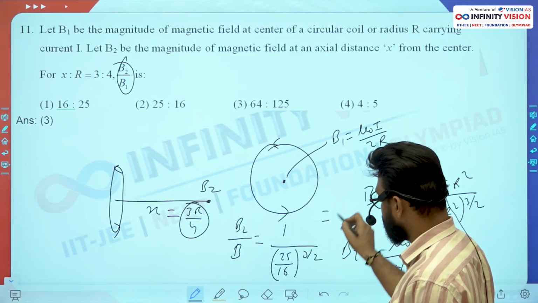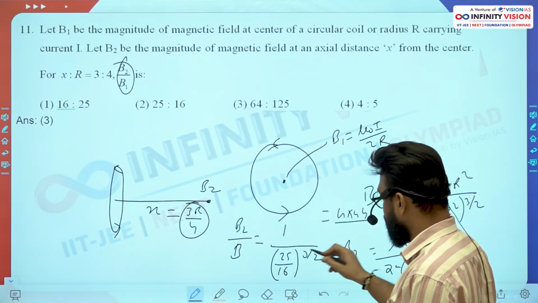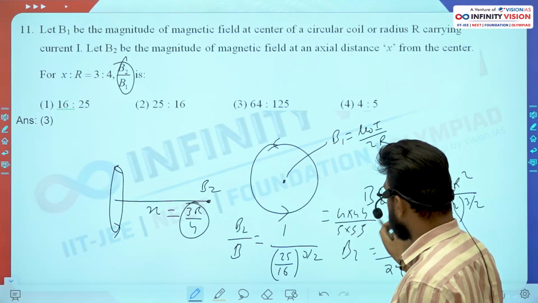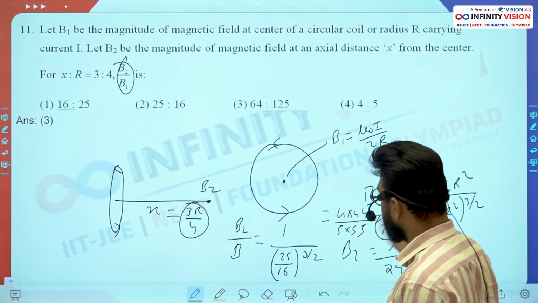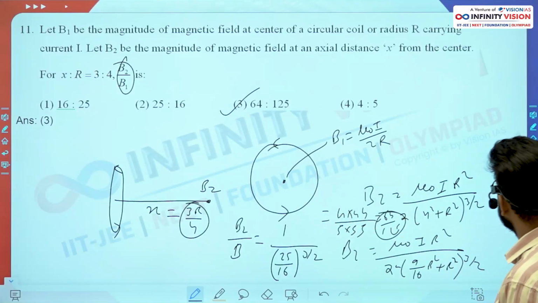So this is 4 whole cube, 4 into 4 into 4, and this would be 5 whole cube, 5 into 5 into 5. So this is 64 by 125. The final answer that we are getting is the third option. Okay.